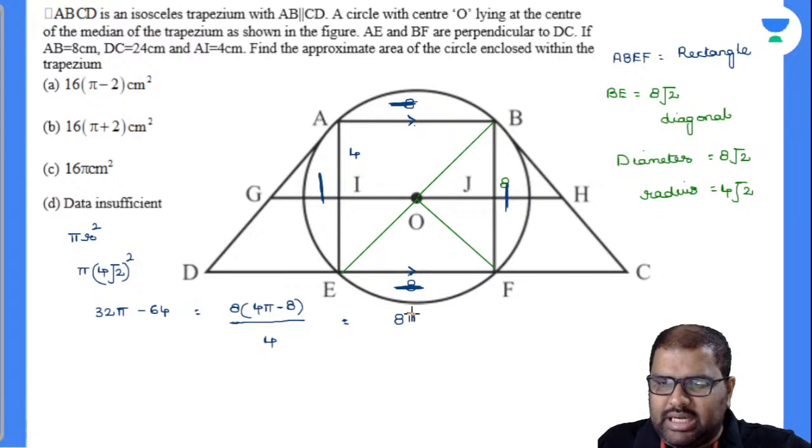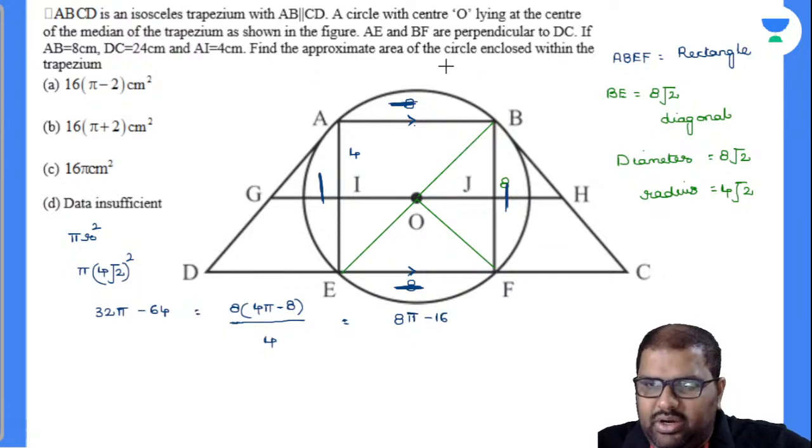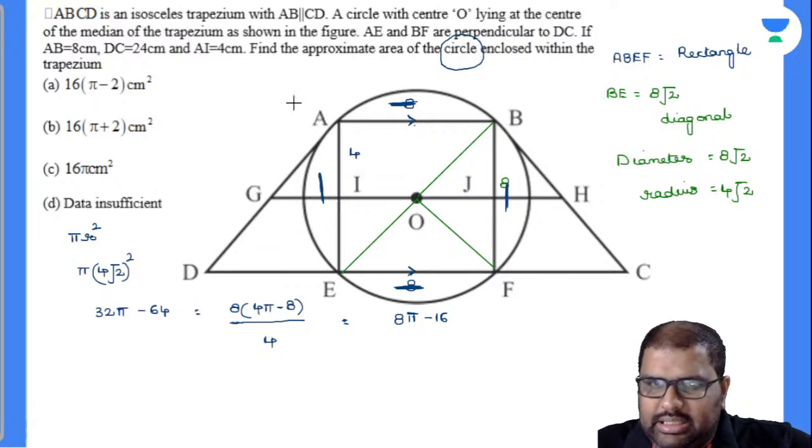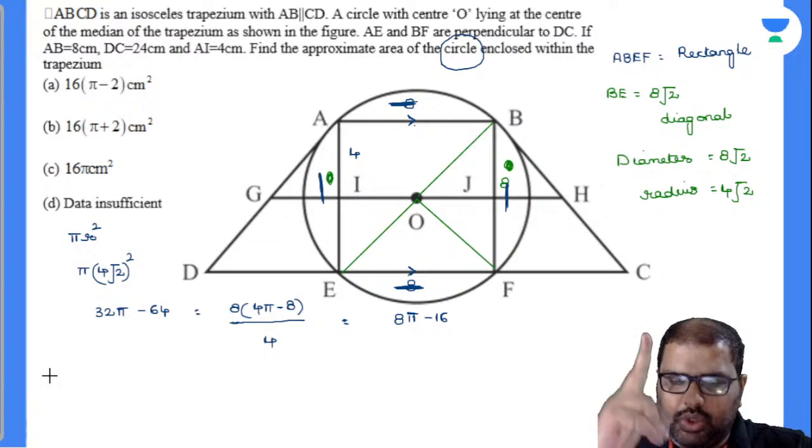Now what is the question asked? Find the approximate area of the circle enclosed within the trapezium. That is the question asked. So how to solve this? Now see here, this is the part which is enclosed in the trapezium. This is the part which is enclosed in the trapezium. How much part? 2 parts.